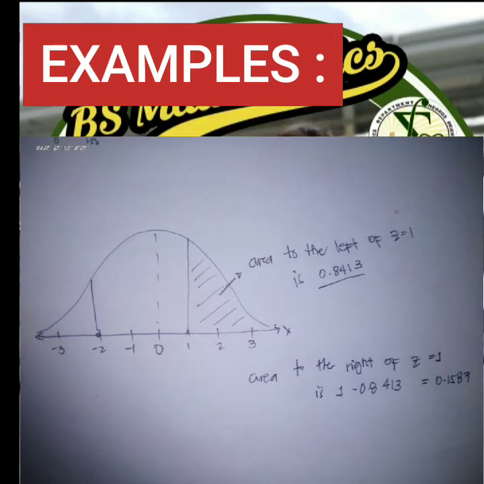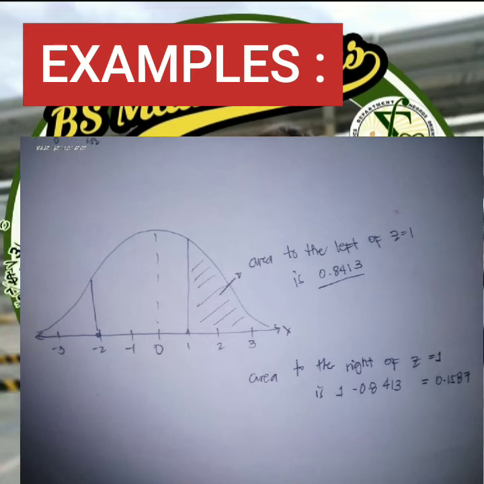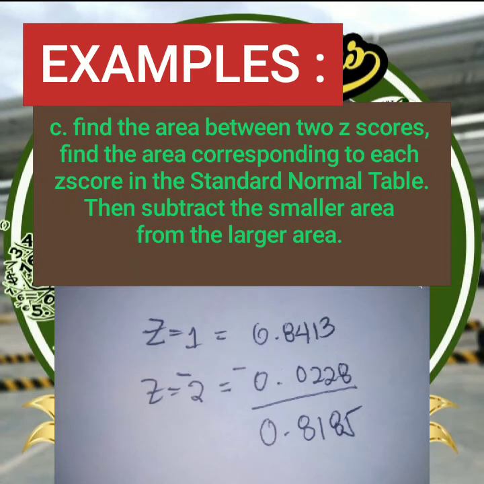So we have here our area of z equal to 1, which is 0.8413. So when we subtract it from 1, 1 minus 0.8413 is equal to 0.1587. Letter C. Find the area between two z-scores.